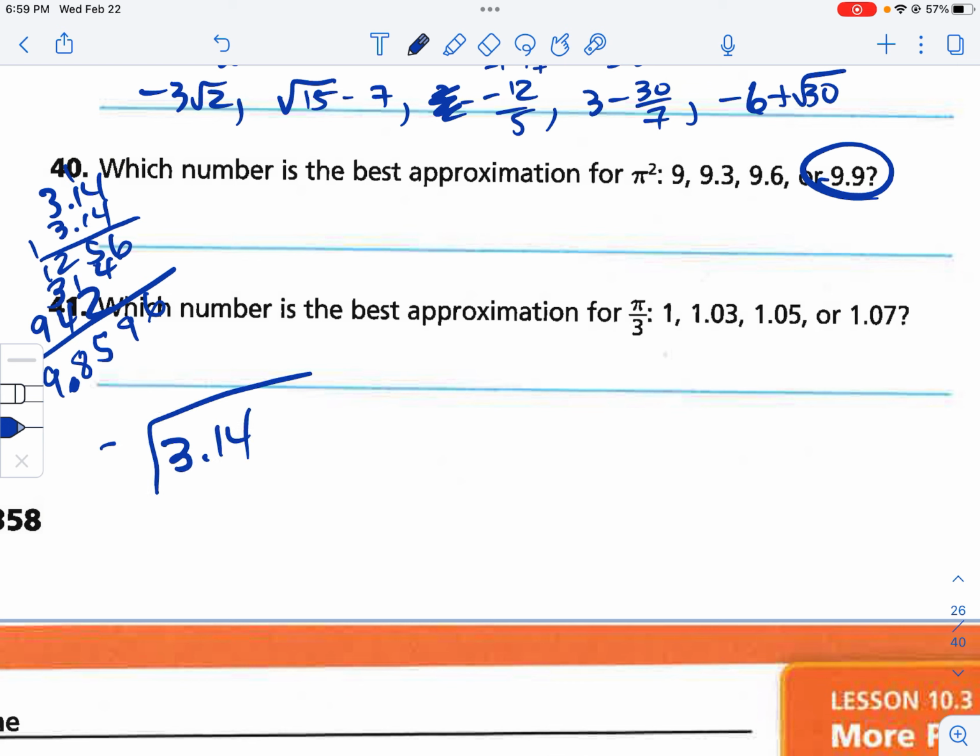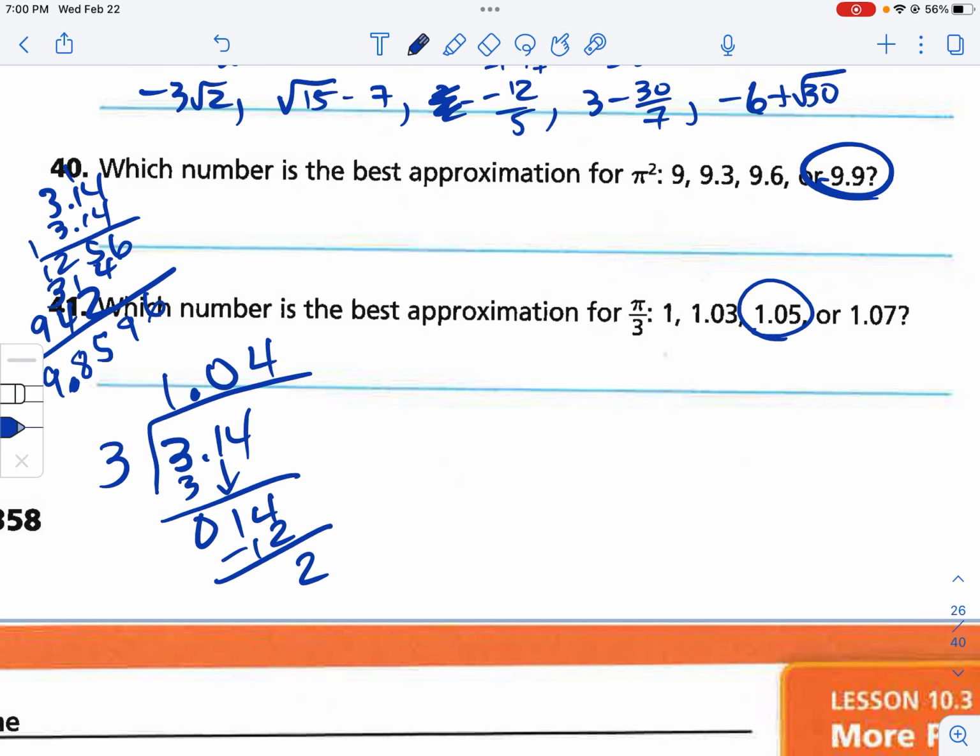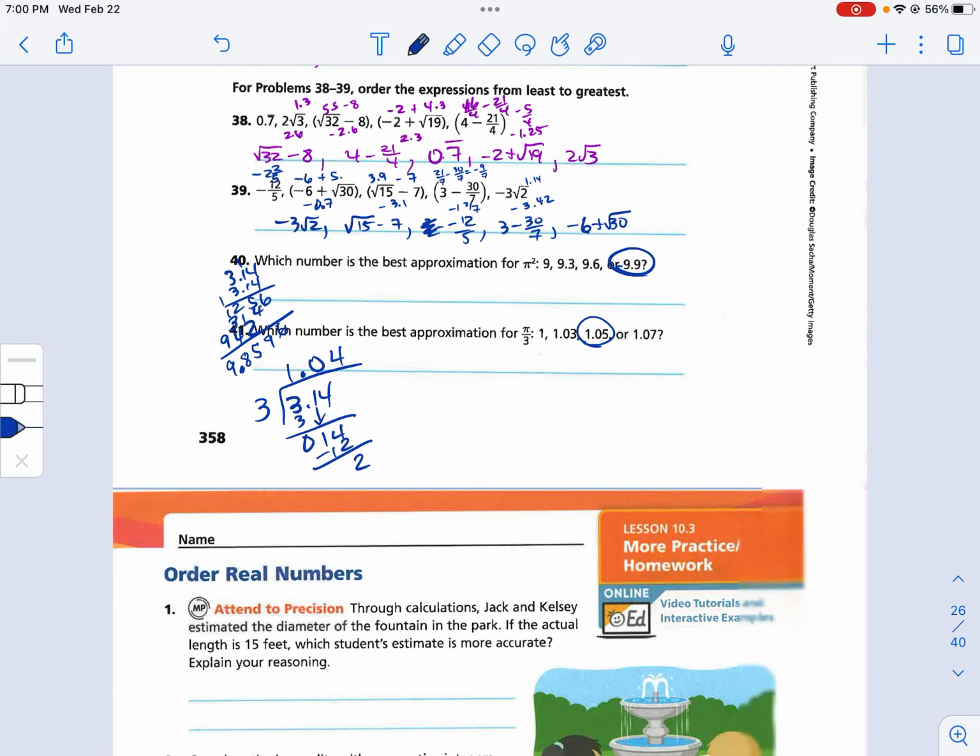3.14 divided by 3? Goes in 1 time. 0, bring down the 1, that would be 0. Bring down the 4, goes in 4 times, that's 12. That'll get me 2. 104. And I think it would be this one. Okay, there we go.